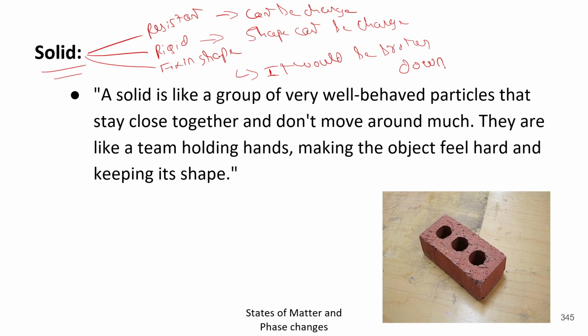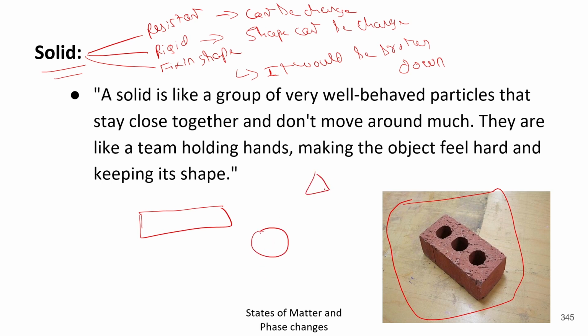Now let's understand these points. First, solid is rigid. Like if you see, this is a brick. And you know that bricks are very resistant. If this brick is in rectangular shape, you can't change it into circular shape, triangular shape or square shape. It is not possible to change the bricks from rectangular to these shapes easily. Second is rigid because you cannot change it, it is in a rigid form. And if you would try to change it, you have to break it.